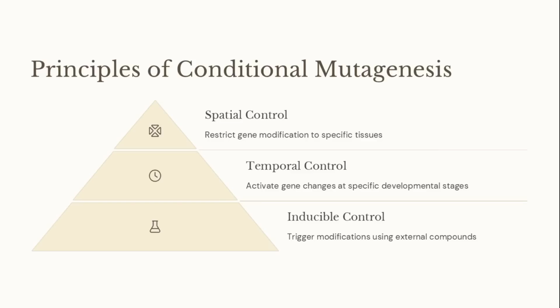Conditional mutagenesis operates on 3 principles: spatial control, temporal control, and inducible control. Spatial control restricts gene modification to specific tissues. Temporal control activates gene changes at specific developmental stages. Inducible control triggers modifications using external compounds.